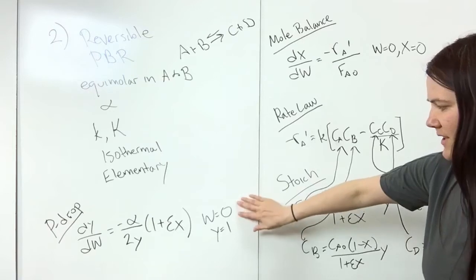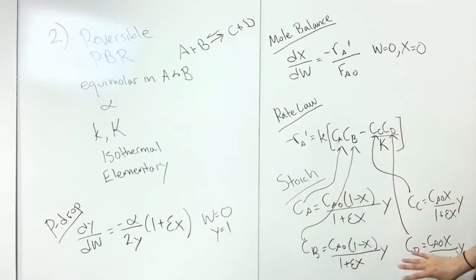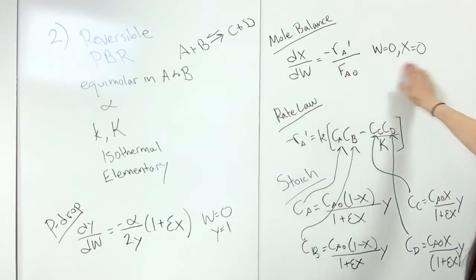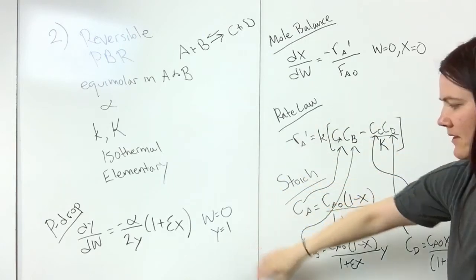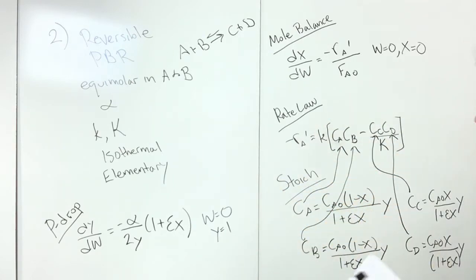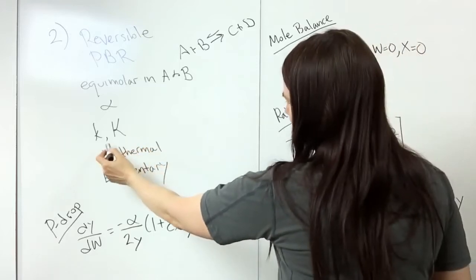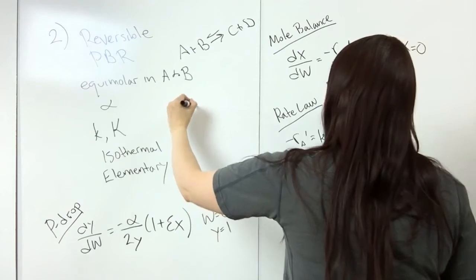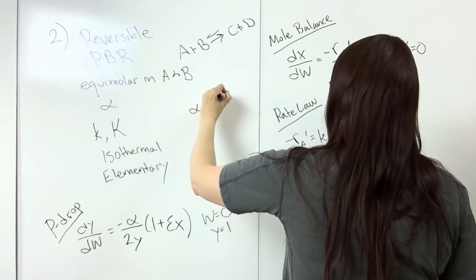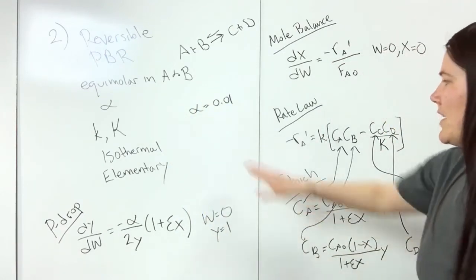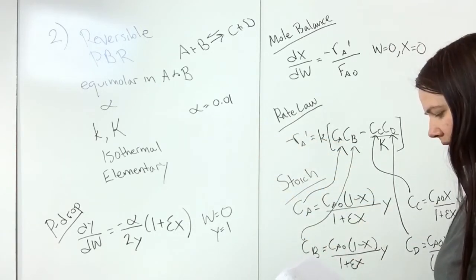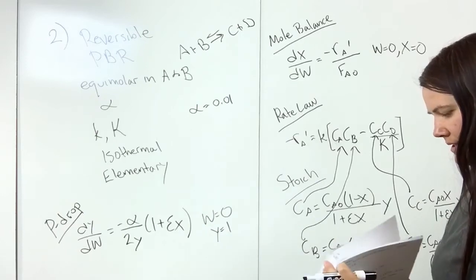So just make sure, if you get a problem like this where it asks you to just write down the equations you would put in your solver, make sure that you write down what your limits are and your initial conditions. And also if you're given values for these things, like say alpha is 0.01, then make sure you write that down just so that it's really clear that we know what you're planning on plugging in. So that's all I'm really going to say about that problem.